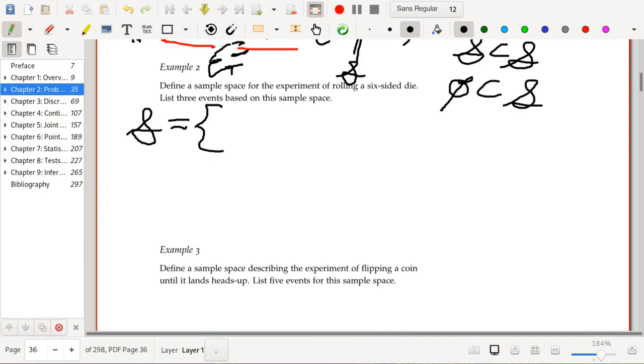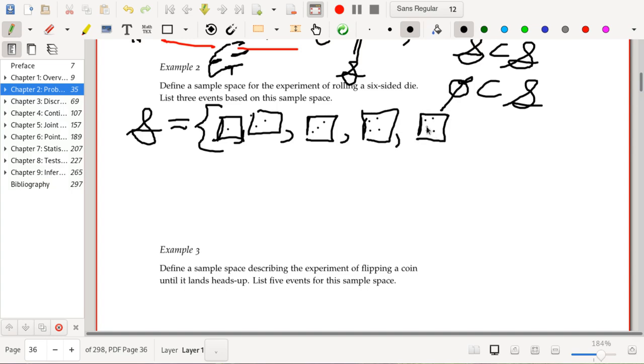And I have reasons for not writing the numbers. The reason is, there is nothing in probability theory that requires that your sets contain numbers. Nothing says that. It just says some object, very loosely defined. So instead of writing numbers, I'm going to write little dice faces. So I have a dice face that has one pip, a dice face that has two pips, a dice face that has three pips, a dice face that has four pips, a dice face that has five pips, and finally, a dice face that has six pips. Okay, that looks like six pips. All right, so that's my sample space.